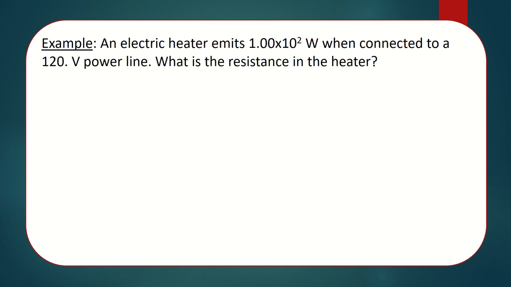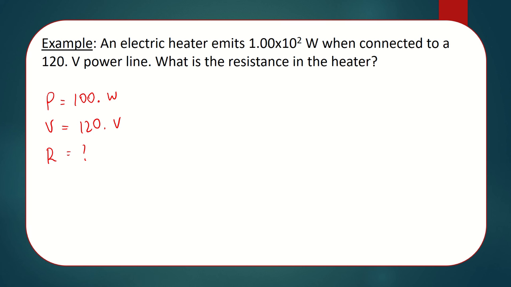Here we have an electric heater that emits 100 watts of power and is connected to a 120 volt power line. What is the resistance in this heater? All right, so what do we know? We know the power. The power is 100 watts. Let me just write it as 100 with the decimal there, so I don't have to write the times 10 to the second. What else do we know? We know the voltage is 120. And we ask for resistance, so that's the unknown.